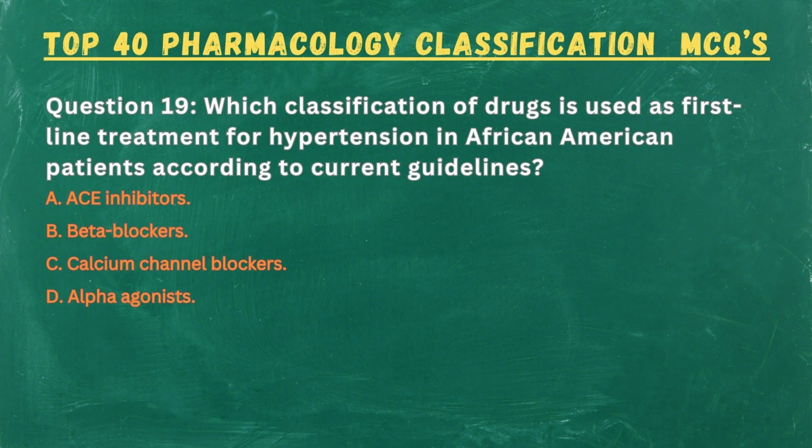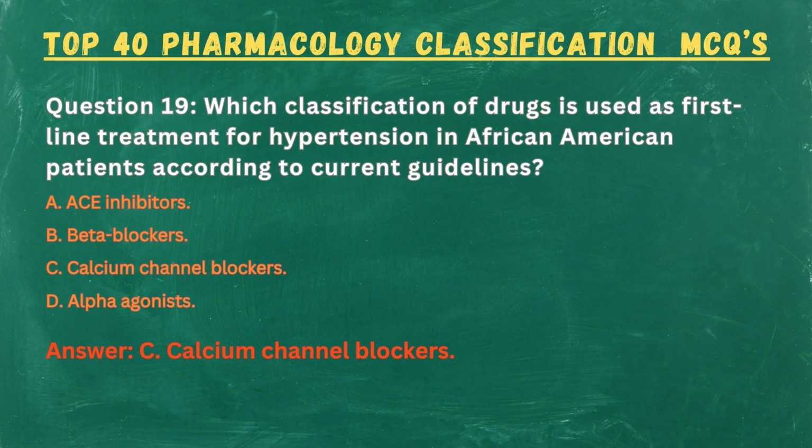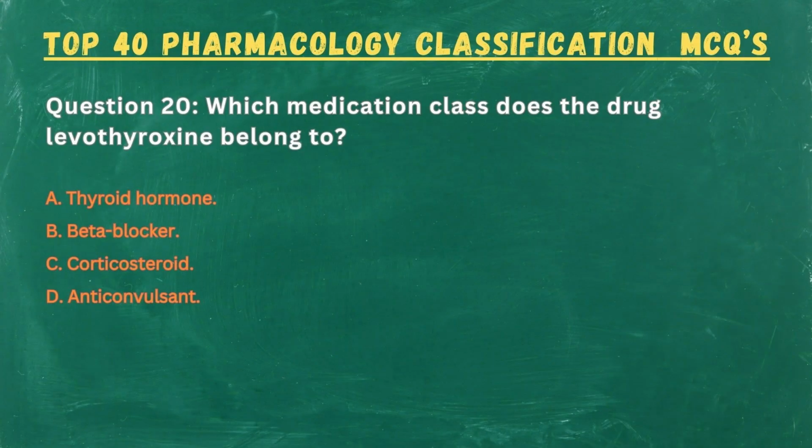Question 19. Which classification of drugs is used as first-line treatment for hypertension in African American patients according to current guidelines? A. ACE inhibitors. B. Beta blockers. C. Calcium channel blockers. D. Alpha agonists. Answer: C. Calcium channel blockers.